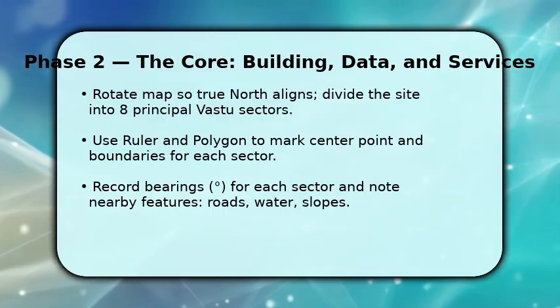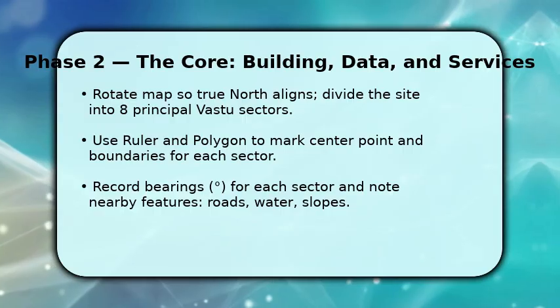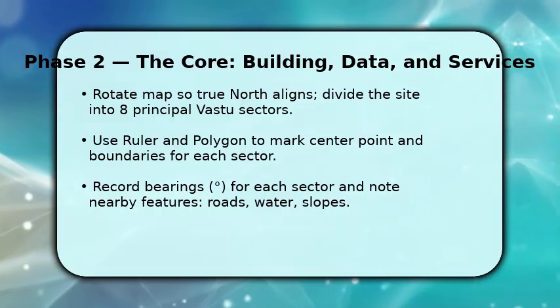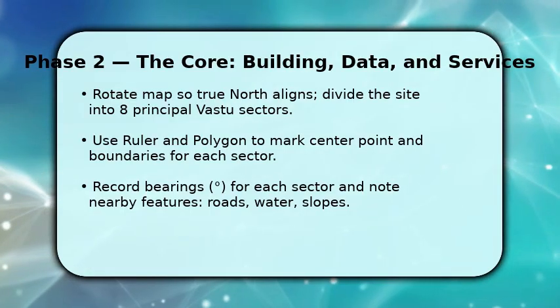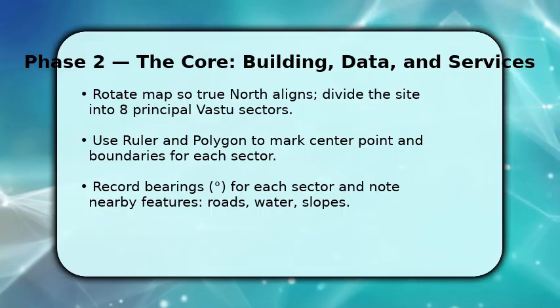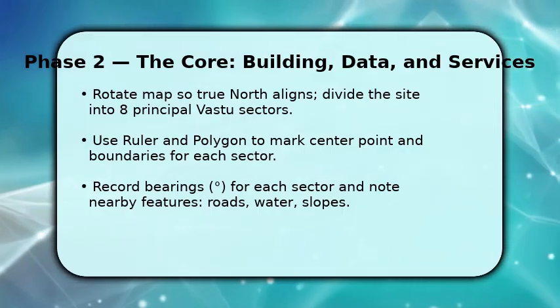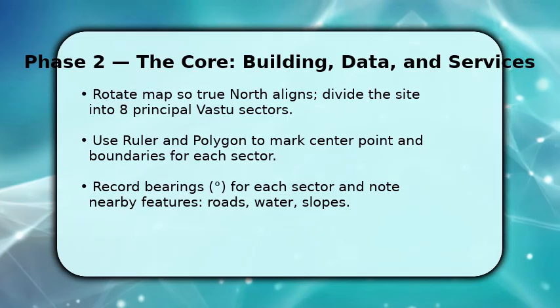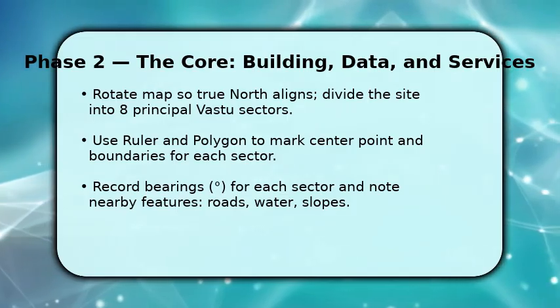polygon centroid. This allows you to divide the plot into 8 Vastu sectors. Use the ruler to draw radial lines at the correct bearings and label each sector with its Vastu name. While you mark sectors, note external influences, roads, water bodies, slope, and tall structures, because each affects energy flow.